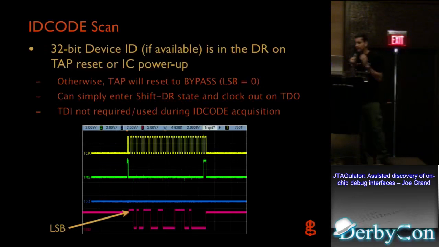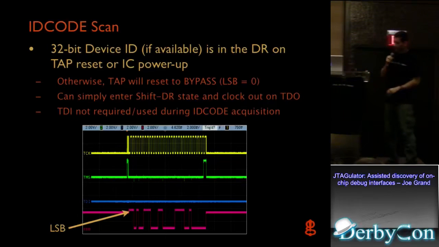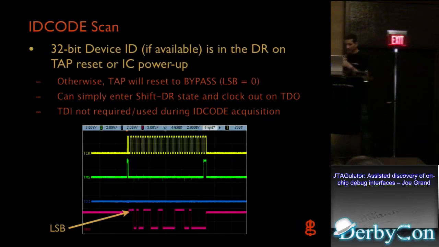ID codes always have to have their least significant bit high, so we can take advantage of that. If it's not high, then we know it's not correct. And the scope screenshot shows you, if it actually worked on the projector, you'd be able to see the data being shifted out on TDO, and that's the device ID.